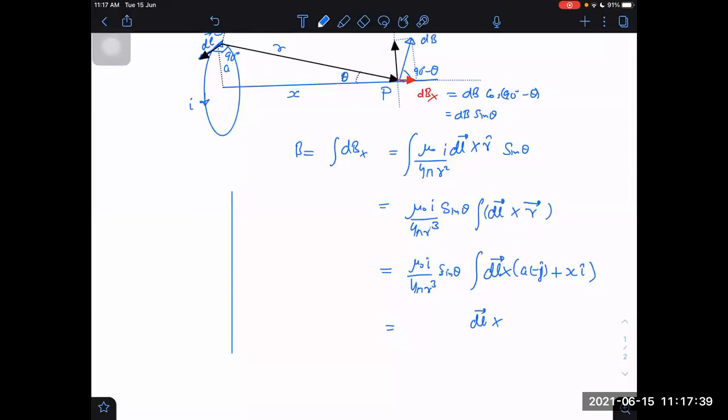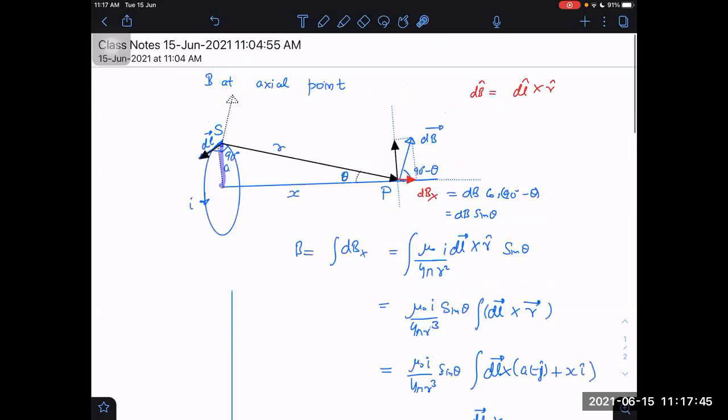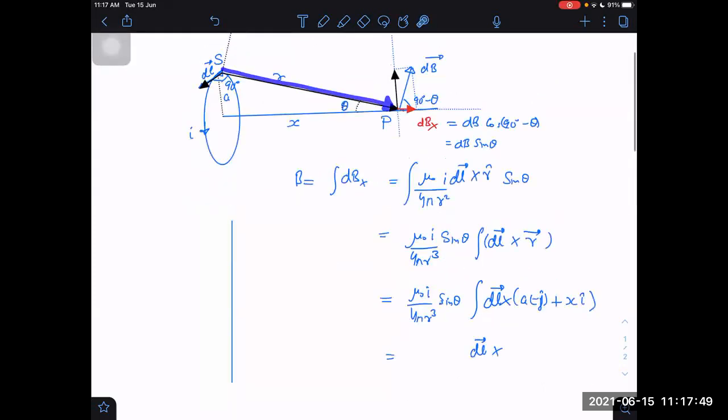Sir, what are you taking as origin, sir? dl cross A will be giving us which direction? Sir, is origin S, or P, or the center of the ring, sir? No, what about origin? I don't understand. No, listen, please let me talk first. What origin? Why do we have to worry about origin?